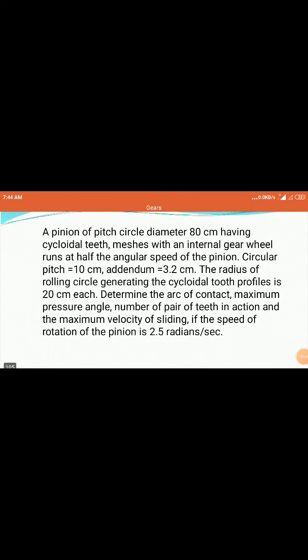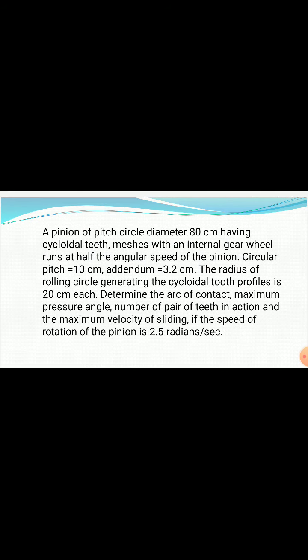Here one pinion is given with a pitch circle diameter of 18 centimeter with cycloidal profile, meshing with an internal gear. So an internal gear arrangement is given. The internal gear wheel runs at half the angular speed of the pinion, so the speed ratio is given. Circular pitch is 10 centimeter. Addendum is 3.2 centimeter. The radius of the rolling circle generating the cycloidal tooth profile is 20 centimeter. They ask to determine the arc of contact, maximum pressure angle, number of pairs of teeth in action, and maximum velocity of sliding if the speed of rotation of the pinion is 2.5 radian per second.